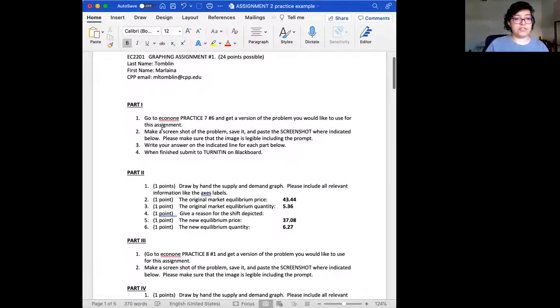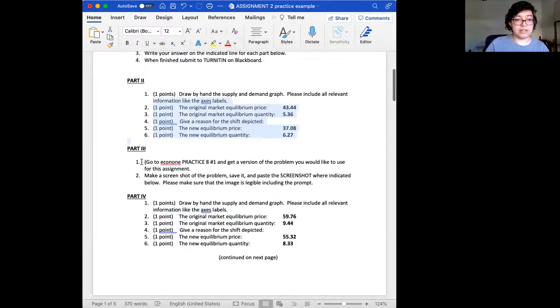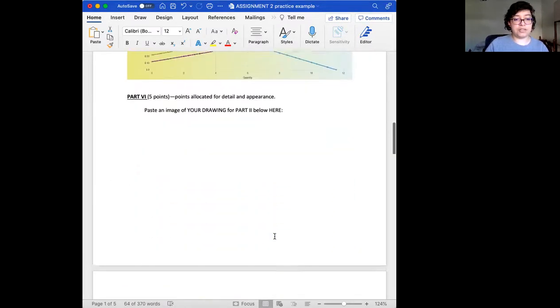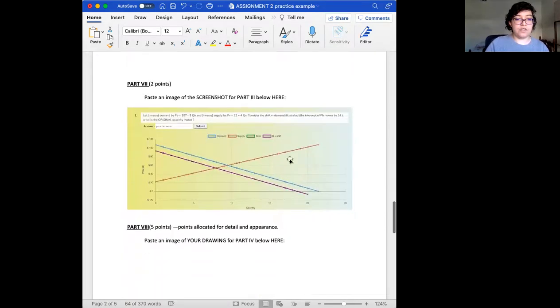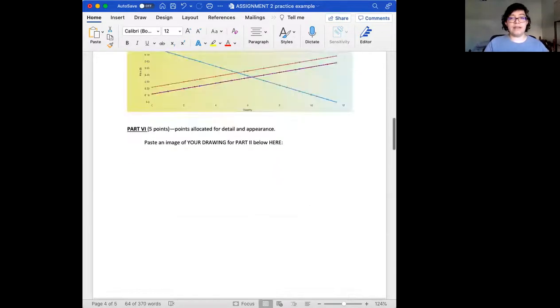For your assignment, you're just gonna get your first screenshot, answer the questions about that screenshot. You're gonna get a second screenshot, answer questions about those screenshots. And then down here, you're gonna put in your first screenshot, your first drawing, here's an example of my drawing, your second screenshot, and then your second drawing. And I think that covers everything.